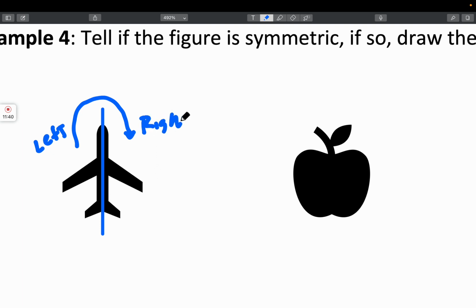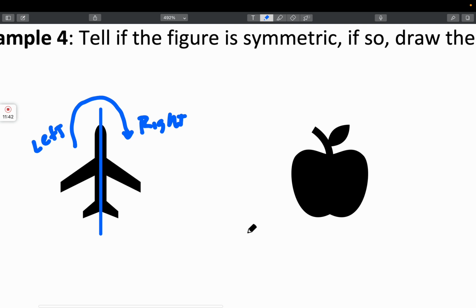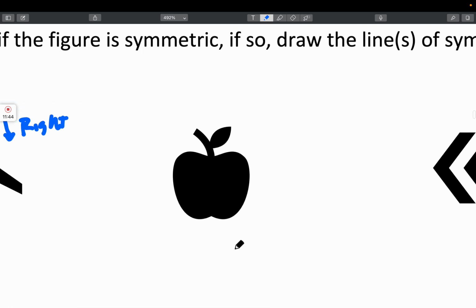All right, our next example is this big apple here, and we might think this looks symmetric, but if I were to draw a line through this, I'll notice that this leaf over here and the stem don't match up. They're not mirror images of each other. So for my apple here, I have to say that it is not symmetric.